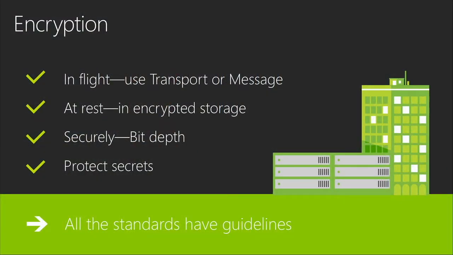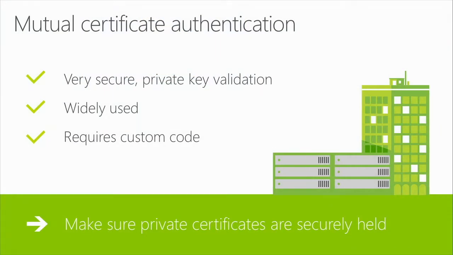And another key thing is you want to protect the secret. The secret is the key that, of course, we use for this encryption layer. All of the standards have some kind of guidelines in this regard. So we're going to talk about one of the three approaches we're going to be using today for the facade layer. And the first one that we're going to talk about is mutual certificate authentication.